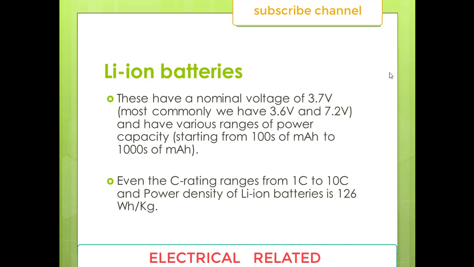If we talk about the power density of the lithium ion battery, its power density is 126 watt per kg. It's a huge power density. In a very small weight we can store energy, 126 watt per kg, in lithium ion batteries.